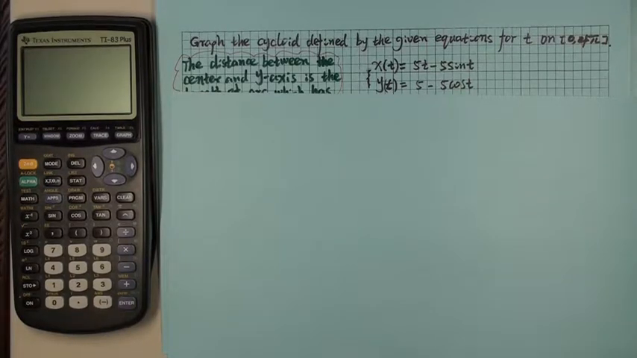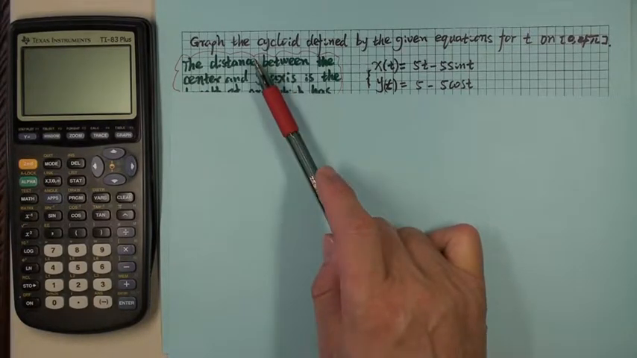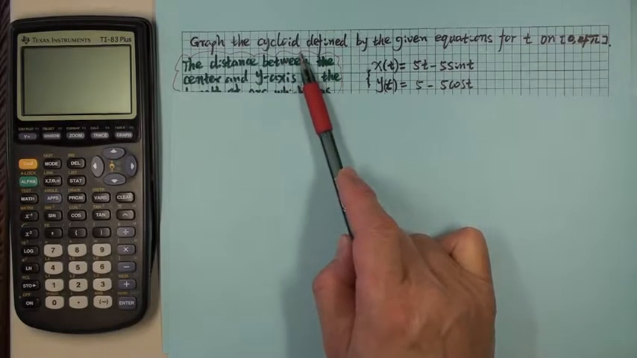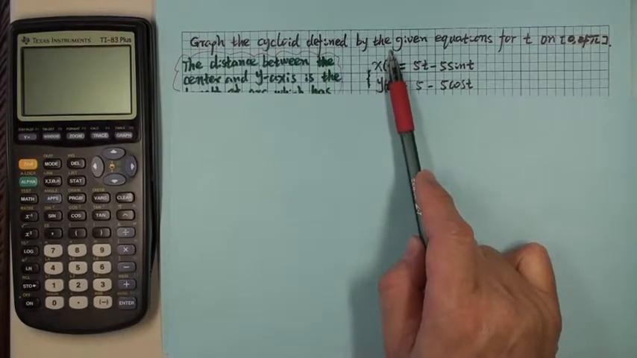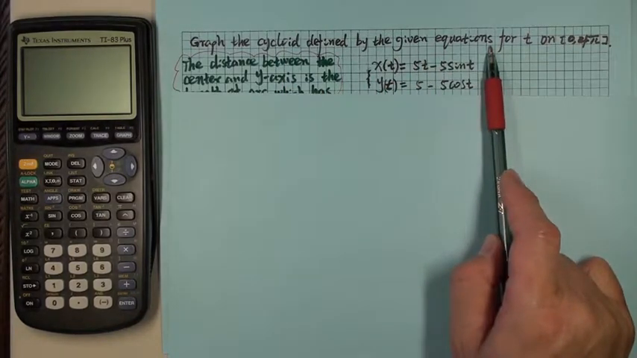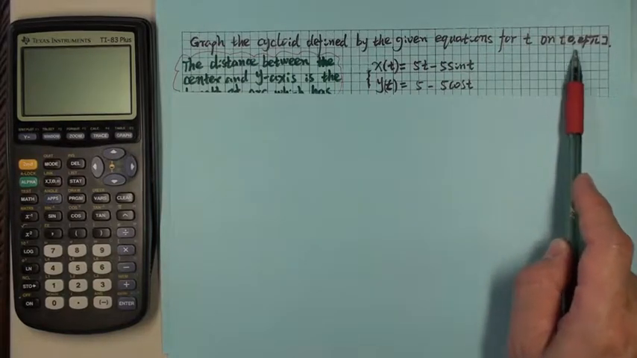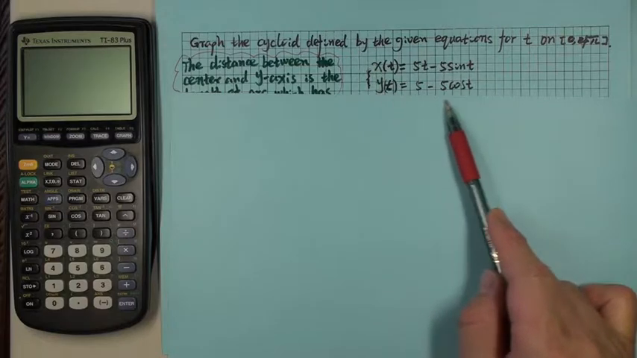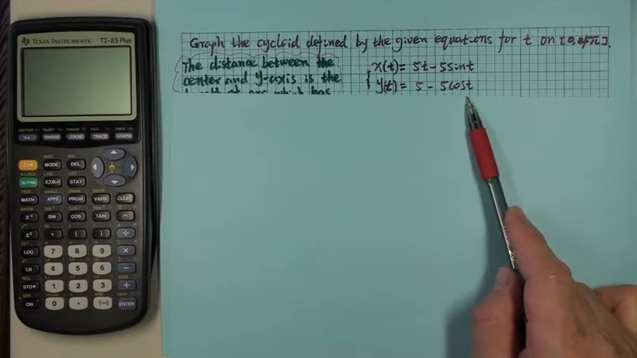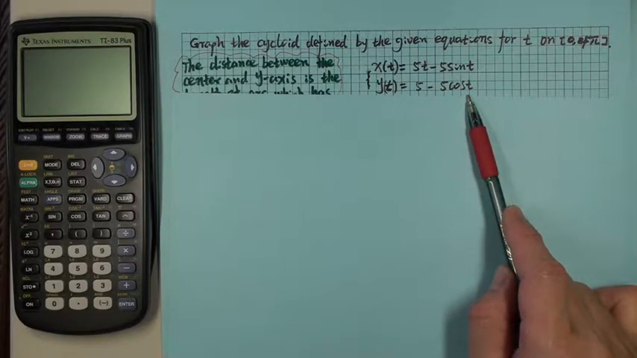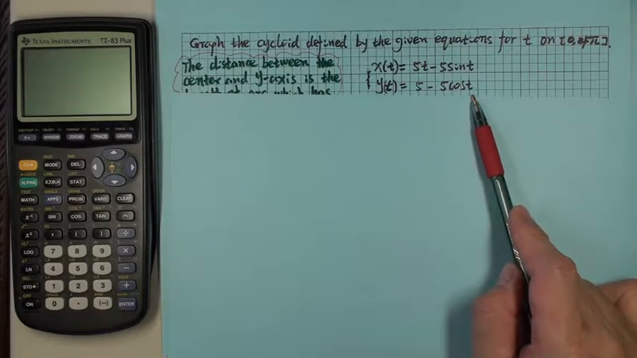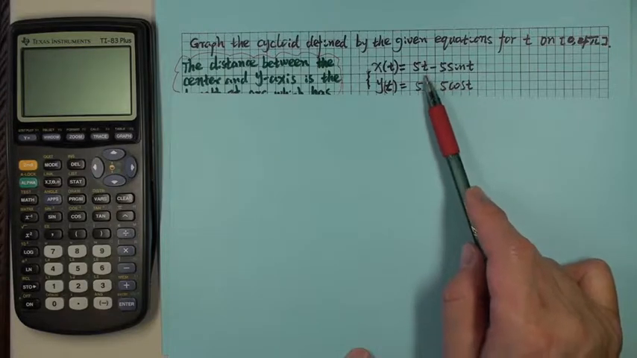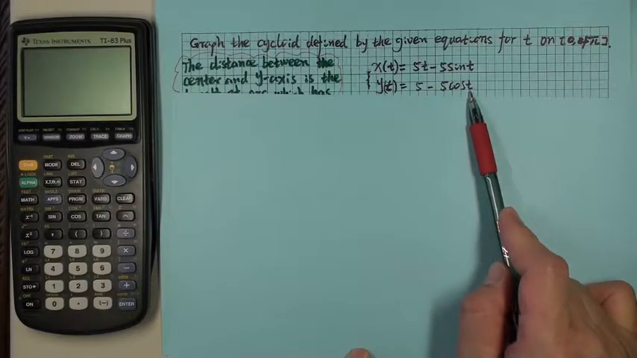In this lecture, we will graph the cycloid defined by the given equations for t on 0 to 4 pi. This equation is the equation of cycloid. It's a parametric equation. Here we want to understand what's the meaning for t.